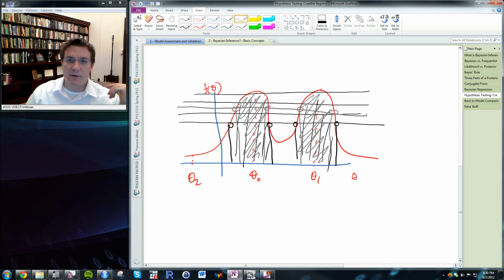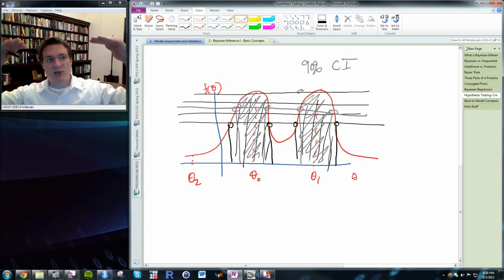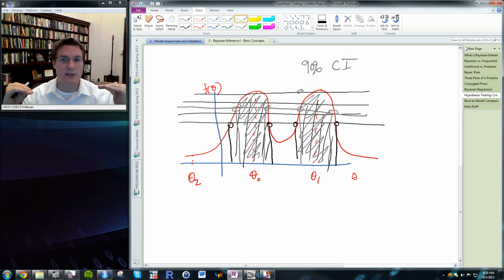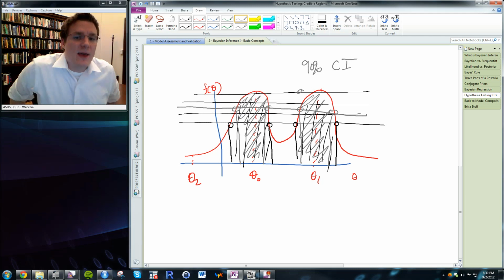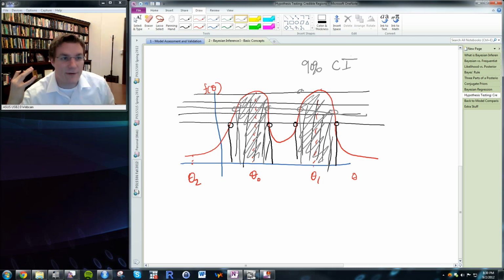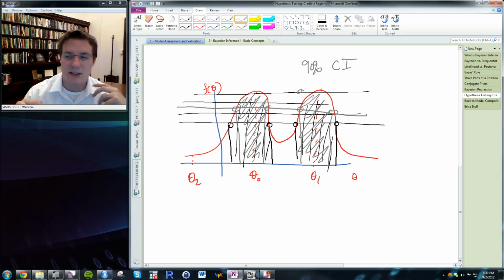So if I'm constructing a 90% credible interval, I'm going to lower this threshold until my integral equals 0.9. And then I'm going to stop and say, there's my credible interval. So these are in some sense optimal because they identify the regions of theta, my parameter or quantity of interest, that are most likely under the posterior density. So it provides some sort of regularity to the idea.